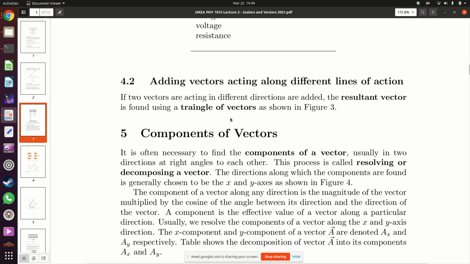Let's move on to adding vectors. Try to see what vectors pointing in different directions look like. The other case which is of interest to us, which is what you're likely to find in your exam, is when you're adding vectors pointing in different directions. And usually, you can use different types of methods to do that. One of the methods you can use is something called a triangle of vectors. But this method, which we're going to talk about in the next 10 minutes, is not very practical, and we do not use it in this course. We use a different method to add or subtract vectors, but because it involves some pictures, you can see what we mean when we are saying we are adding vectors or subtracting vectors. Let's see what that looks like.